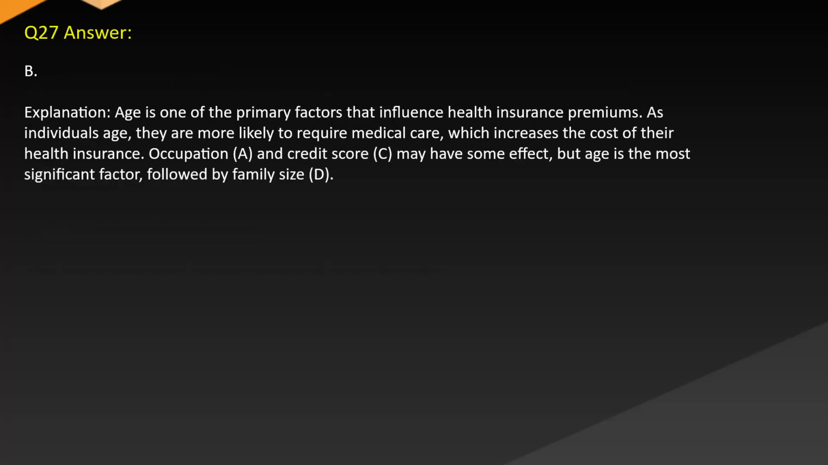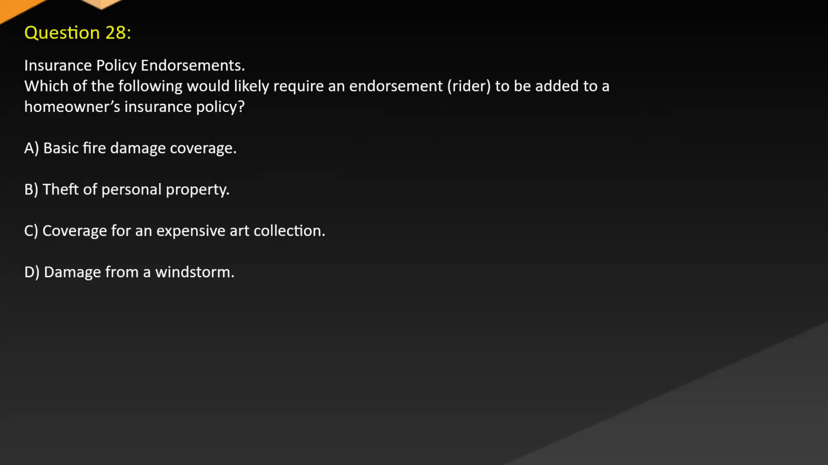Answer B. Explanation. Age is one of the primary factors that influence health insurance premiums. As individuals age, they are more likely to require medical care, which increases the cost of their health insurance. Occupation, A, and credit score, C, may have some effect, but age is the most significant factor, followed by family size, D.